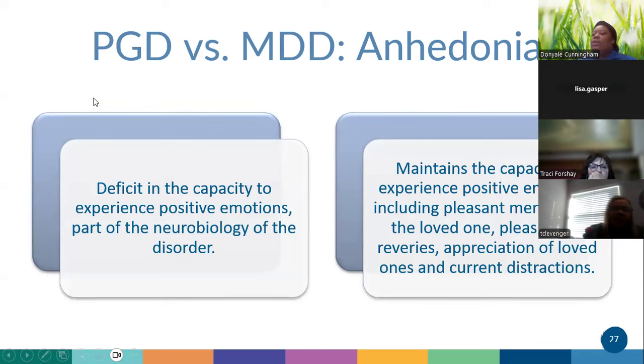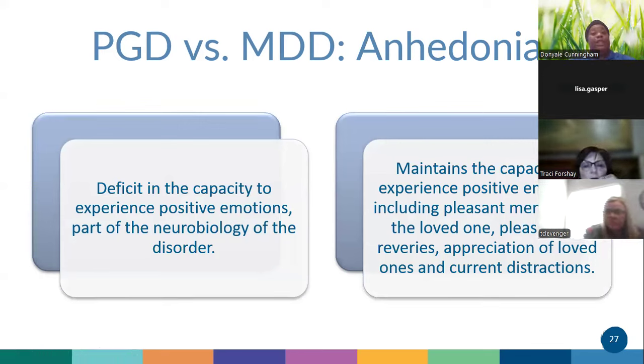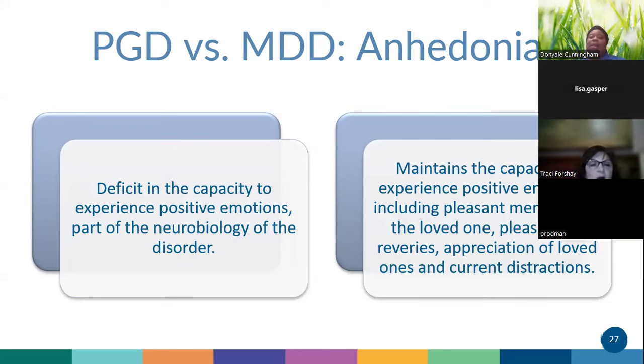All right, let's look at anhedonia. So, again, the difference between prolonged grief disorder and major depressive disorder. One is deficient in the capacity to experience positive emotions, part of the neurobiology of this disorder. And then the other maintains the capacity to experience positive emotions, including pleasant memories of the loved one, pleasurable anniversaries, appreciation of loved ones, and current distraction. So, does anyone know which one is prolonged grief disorder and which one is major depressive disorder?